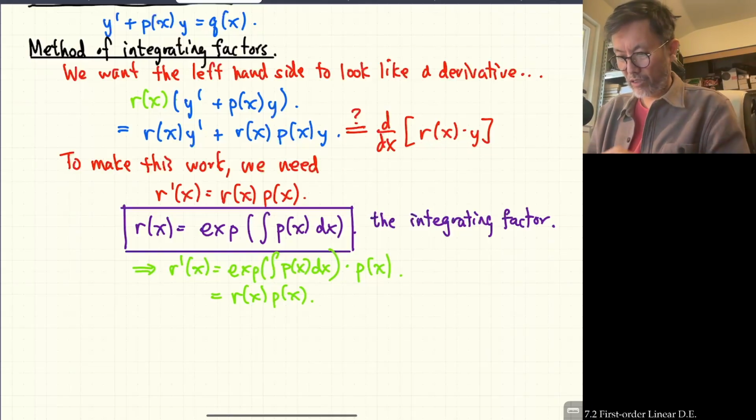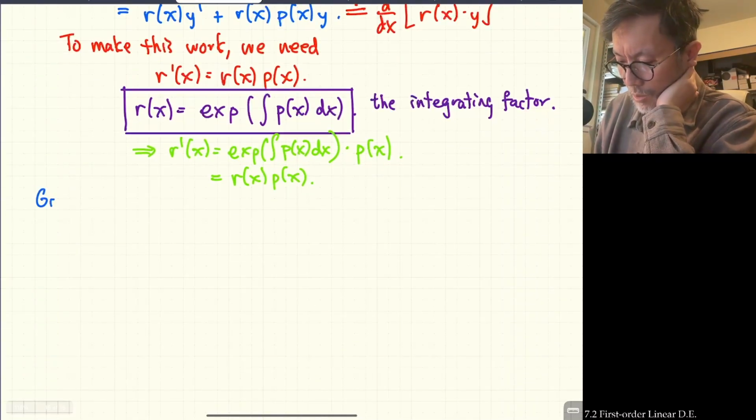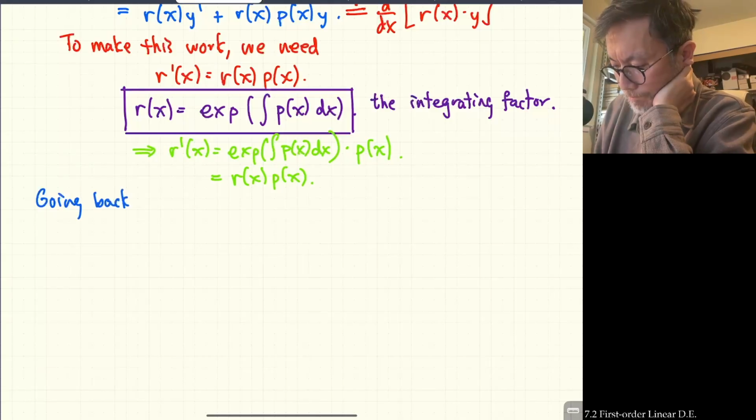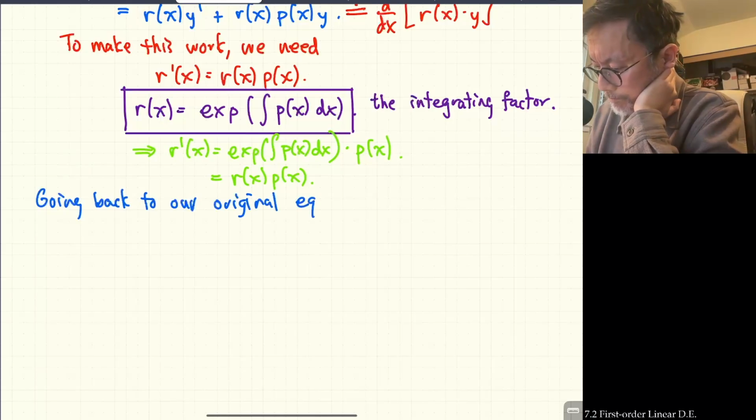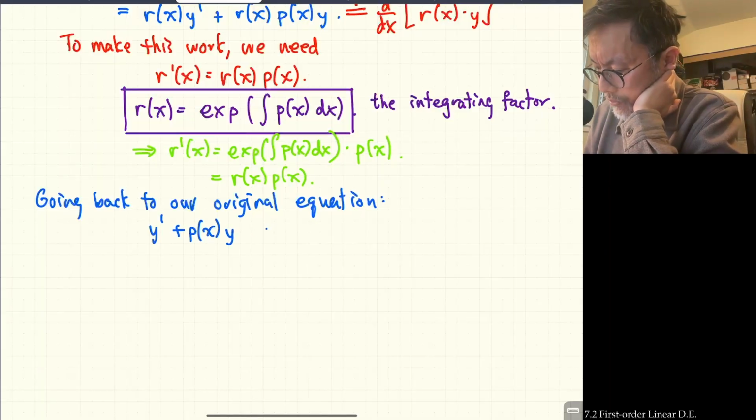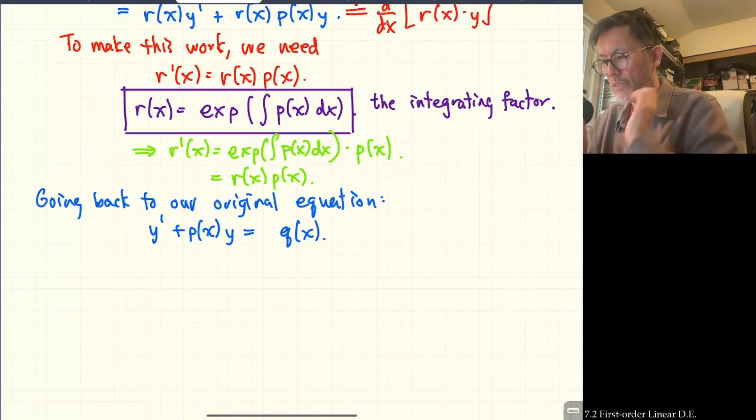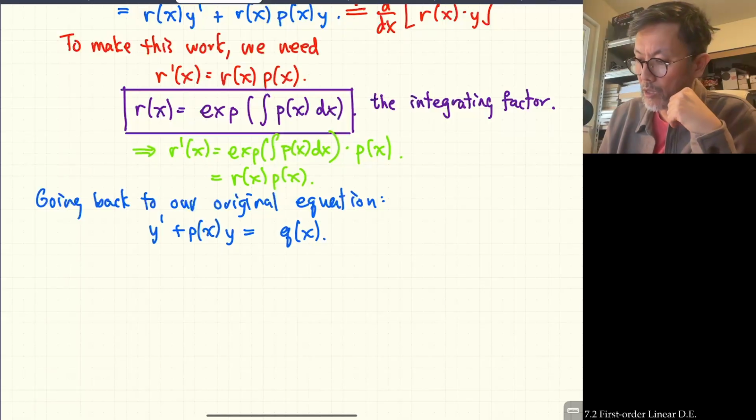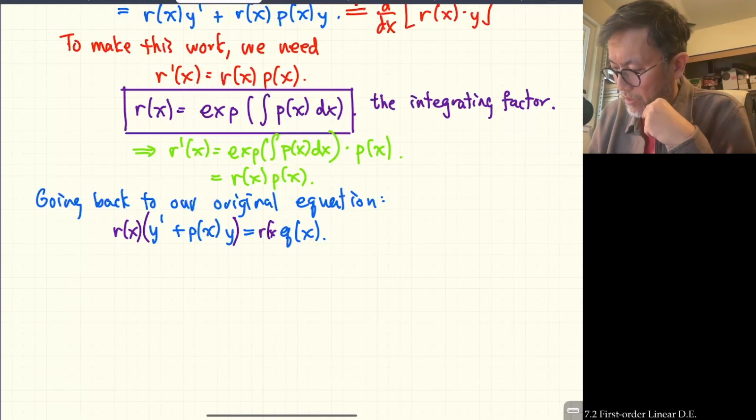Okay, so let me write some of this out. Going back to our equation, we started with y prime plus p of x y equals q of x. I'm going to leave myself a little bit of room because I'm going to write something there. So this is our original equation. And what we're going to do is multiply now by this integrating factor, which is called r of x. We're going to multiply both sides of it by r of x.